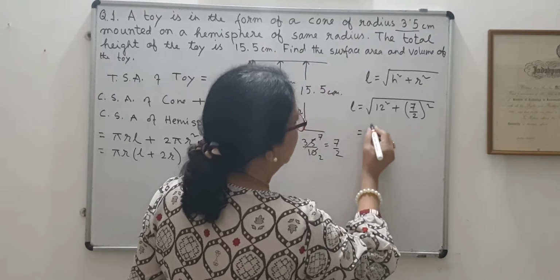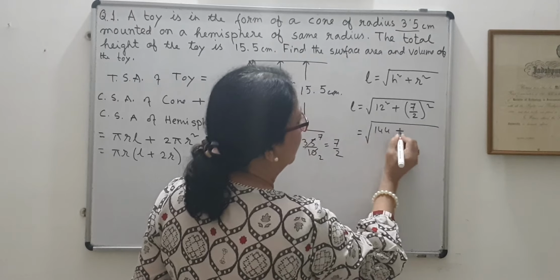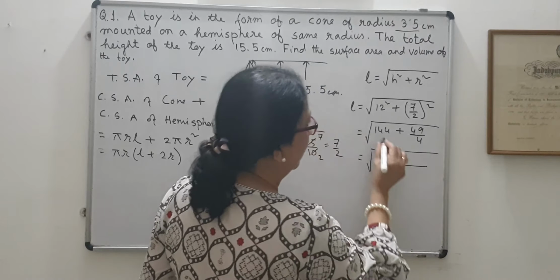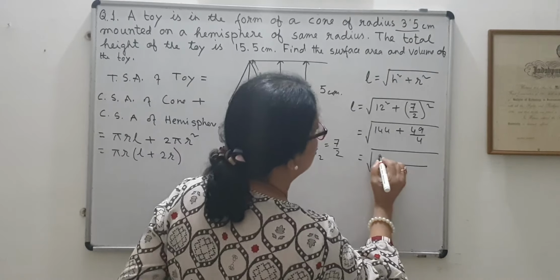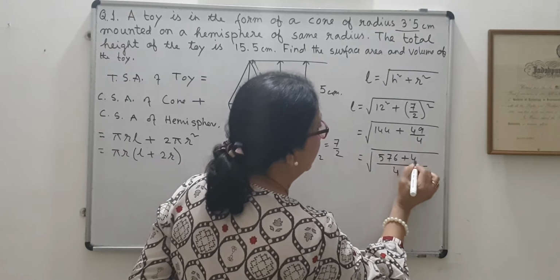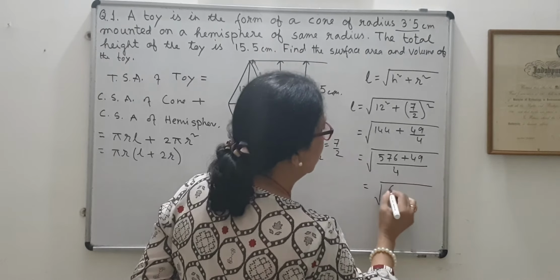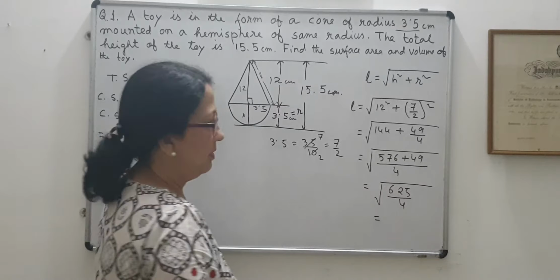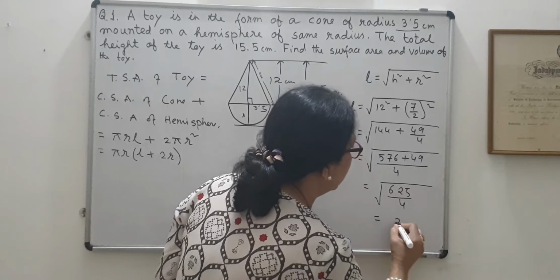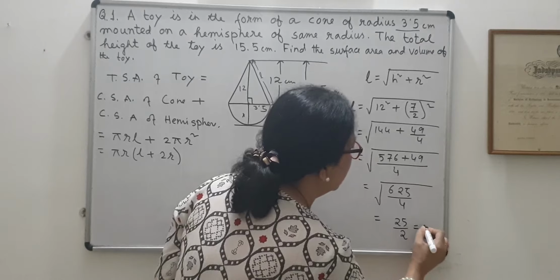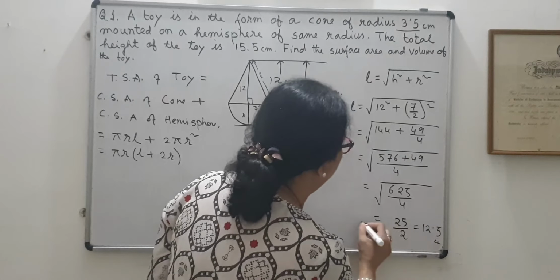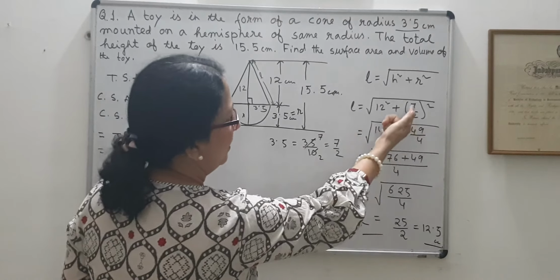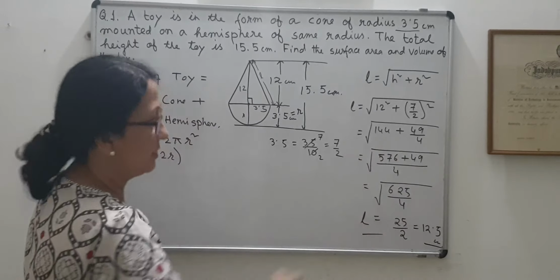Now you look at how we do the calculations. It is 144 plus 49 by 4. In the next step, take LCM. And 4 into 144, you know it is 576. 576 plus 49. And lastly, it will be 625 by 4. So you see, we are getting a whole square number, square root of 625 is 25, and of 4 it is 2, or it is 12.5. So very easily we can find the value of L to be 25 by 2 or 12.5. Because it was easy, I have kept it in fraction. And these are my familiar numbers.